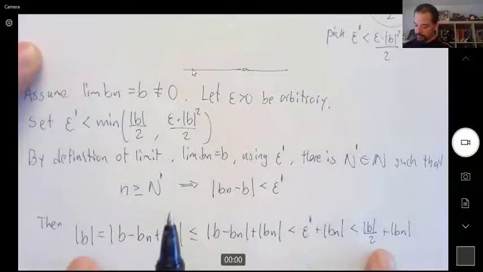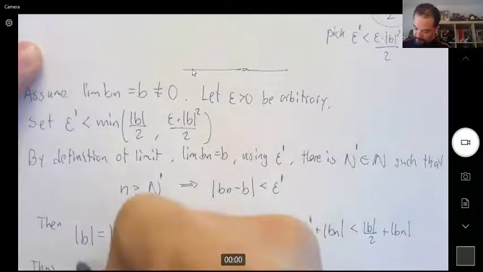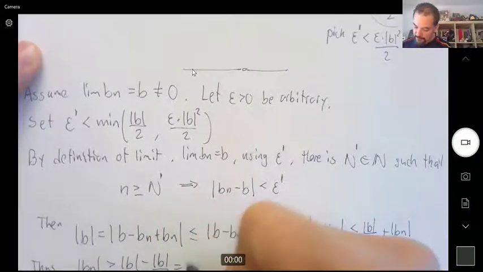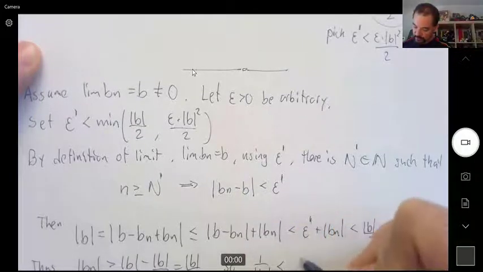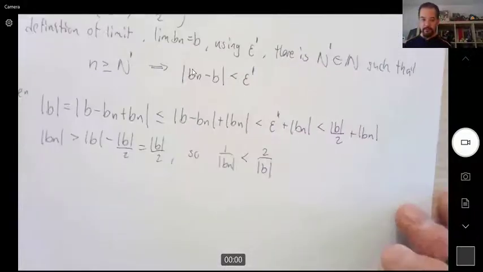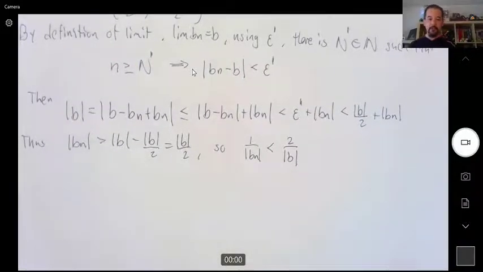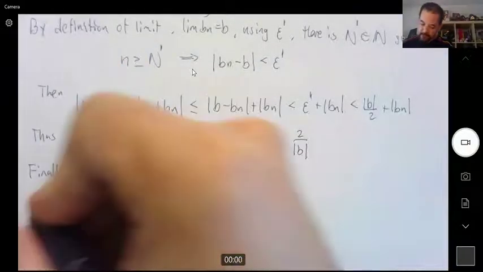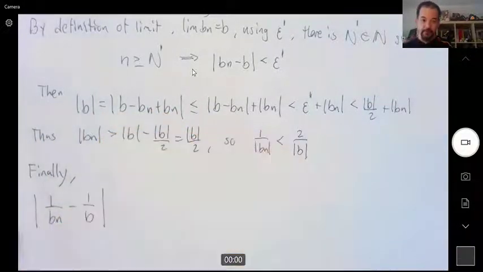And then putting the first and the last together says that the absolute value of bn is greater than b minus b over 2, which is b over 2. So 1 over bn is smaller than 2 over b. And we're going to keep this inequality, right? We're going to use it later on. Okay. Then now we go and write down what we want. So finally, I think we can now make it work. Finally, 1 over bn minus 1 over b, which is what we really want.